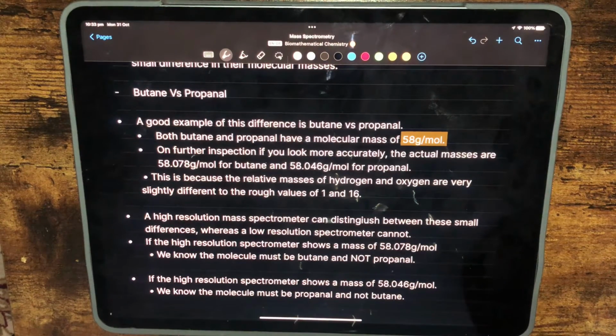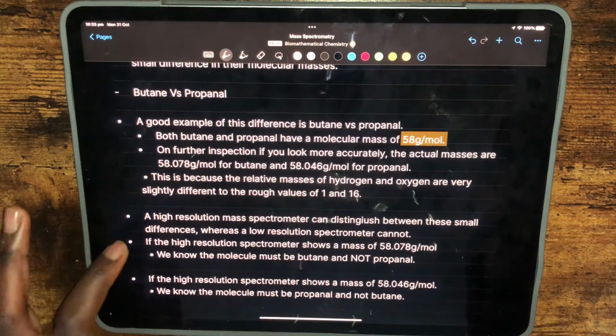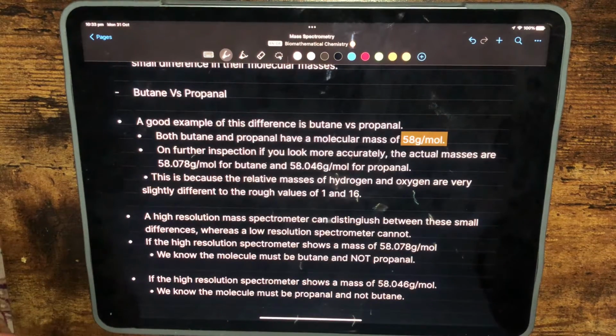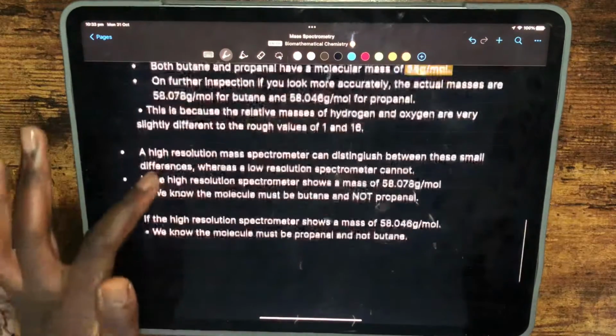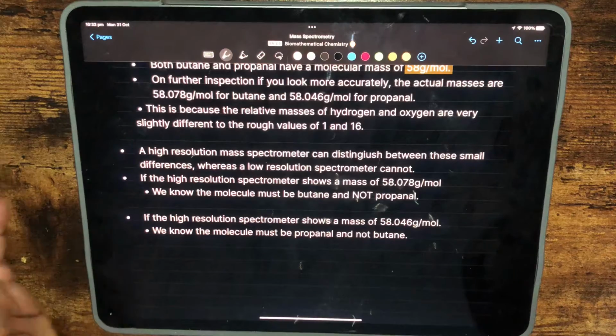So a high resolution mass spectrometer can distinguish between these small differences, whereas the low resolution spectrometer can't. If the high resolution spectrometer shows a mass of 58.078 grams per mole, we know that the molecule must be butane and not propanol. And if the high resolution spectrometer shows a mass of 58.046 grams per mole, we know the molecule must be propanol and not butane, and that's it.